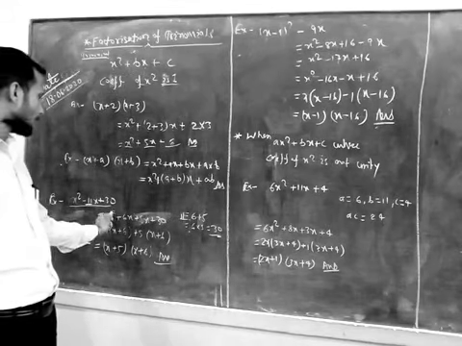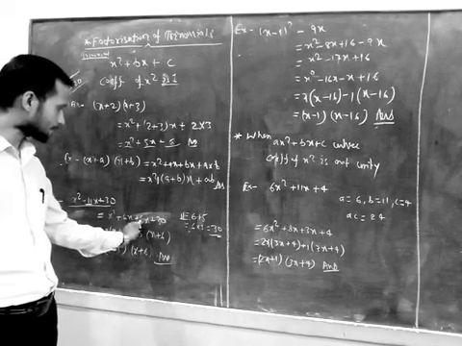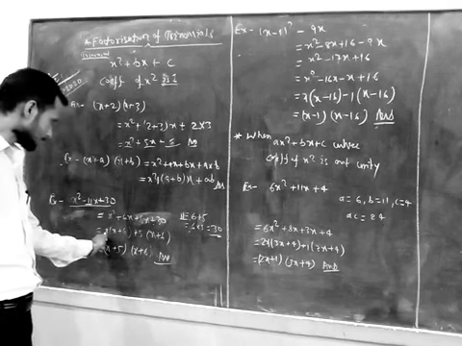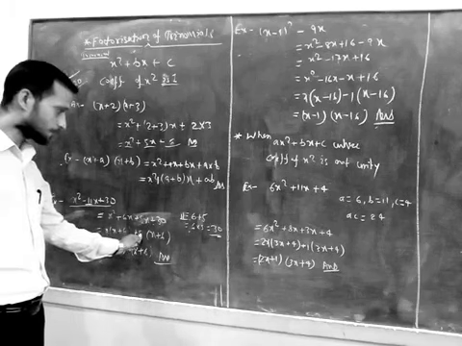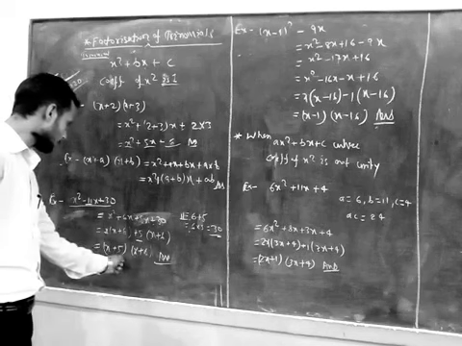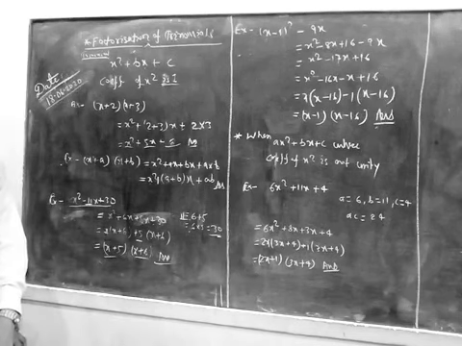Hence, x square minus 6x minus 5x plus 30. Again, taking common, x(x minus 6) minus 5(x minus 6). (x minus 6) is common, so the factors are (x minus 5)(x minus 6).